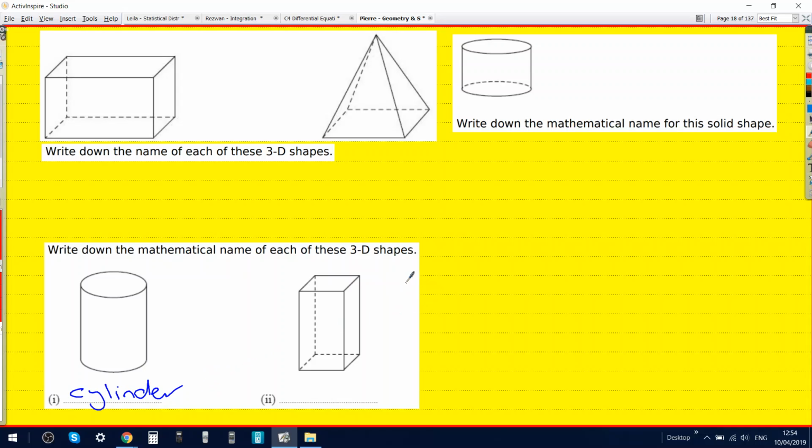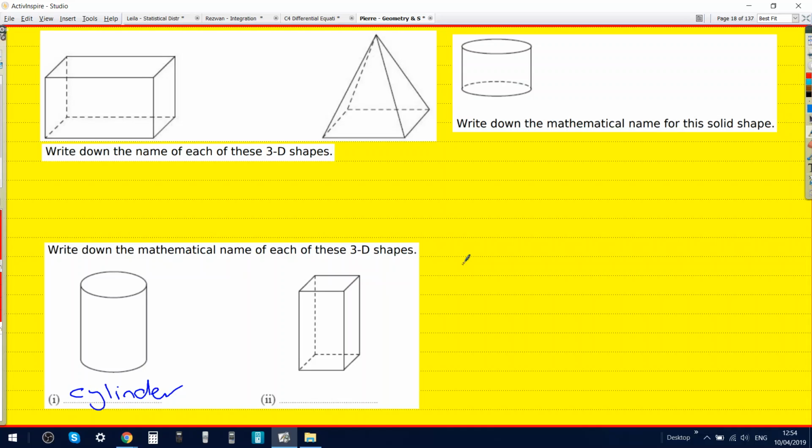The triangular one is a prism. Is it a prism? No. A prism is the same all the way through. So that's the only one that isn't a prism. But they all have special names. All right.